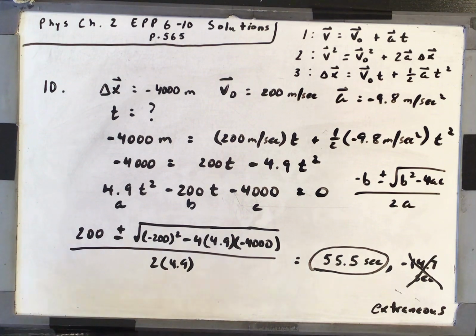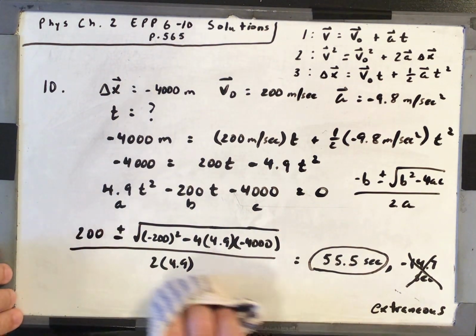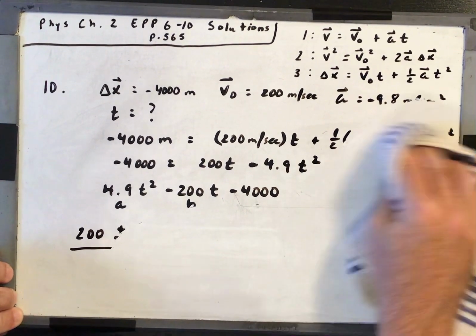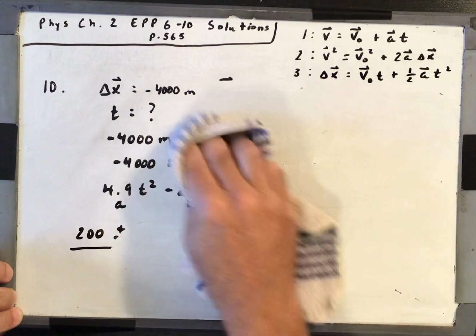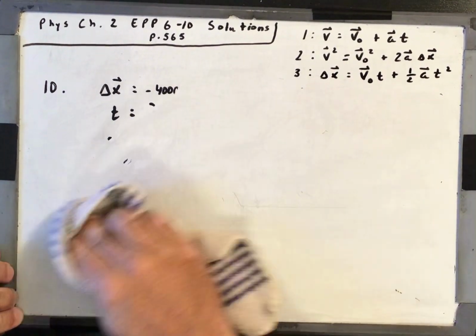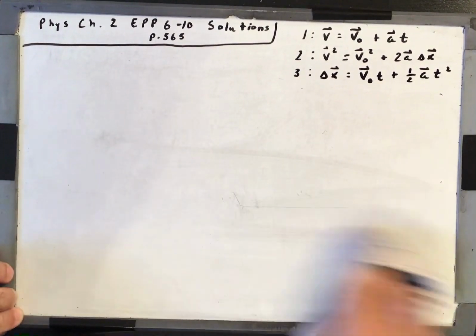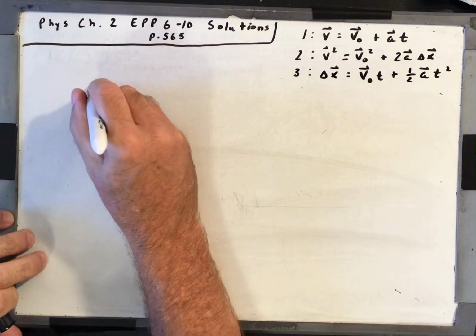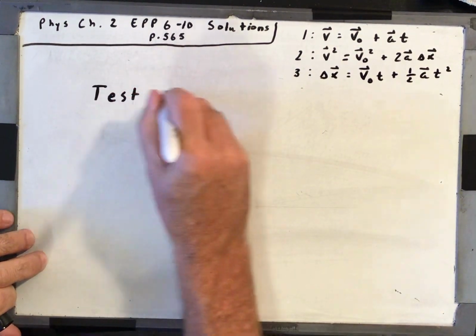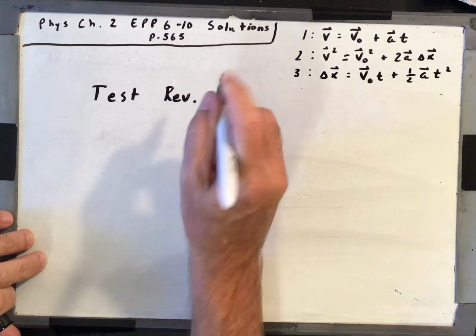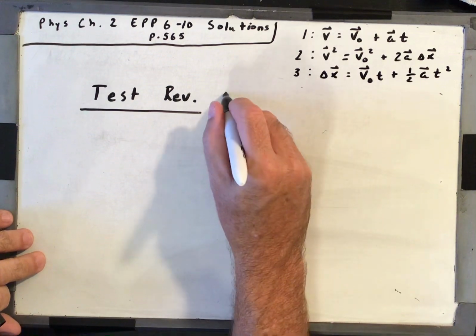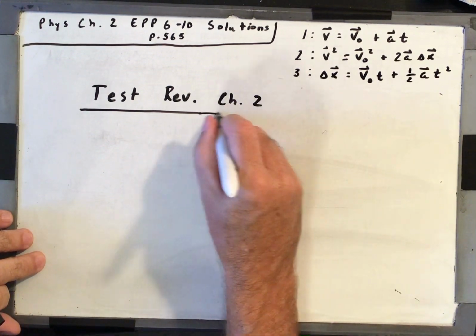So that is it for the extra practice problems. Let's talk about a test review real quick. This chapter honestly has very little vocab. It's almost all math. So if you were not going to read a chapter, this would be the one to do.